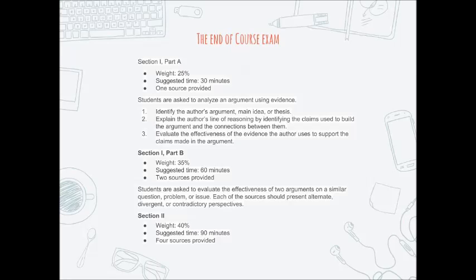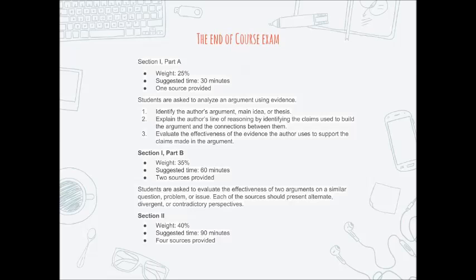All right, to begin, we will summarize the end of the course exam. Section 1 Part A is weighted 25% and takes 30 minutes, and you have one source provided. Students are asked to analyze an argument using evidence, where you have to identify the author's argument, main idea, and thesis, explain the author's line of reasoning by identifying the claims used to build the argument, and evaluate the effectiveness of the evidence the author uses. All of these include key terms, such as main idea, argument, thesis, and supporting.